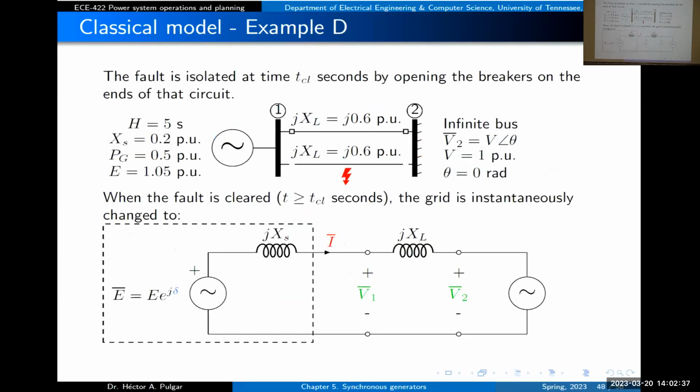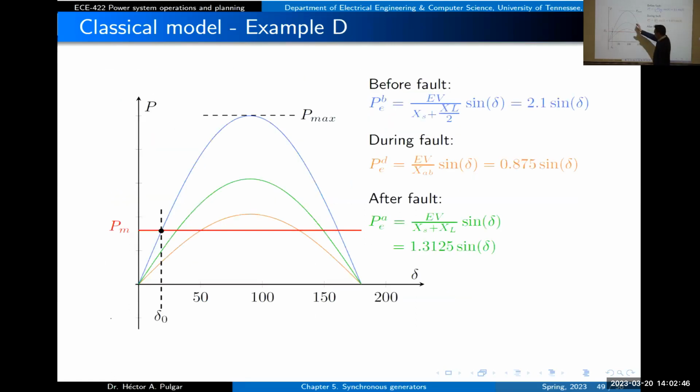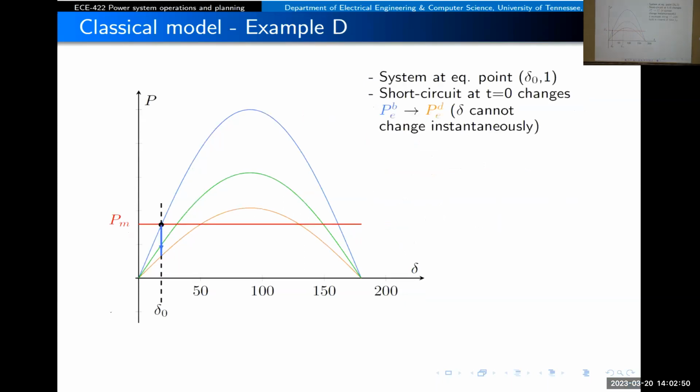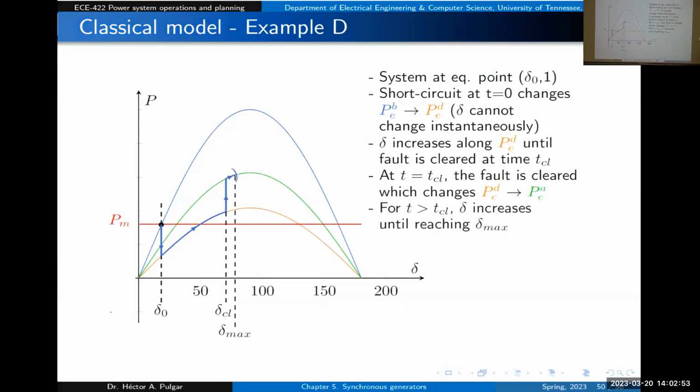And then in this example, we clear the fault by opening the breaker, then the circuit changes after clearing the fault, and then we have a new electrical power when the fault is clear. In that situation, we have this case. So we have a negative accelerating power, but when we clear the fault, this negative accelerating power is even larger. So we will stop, the maximum angle will be much smaller than in the previous case.